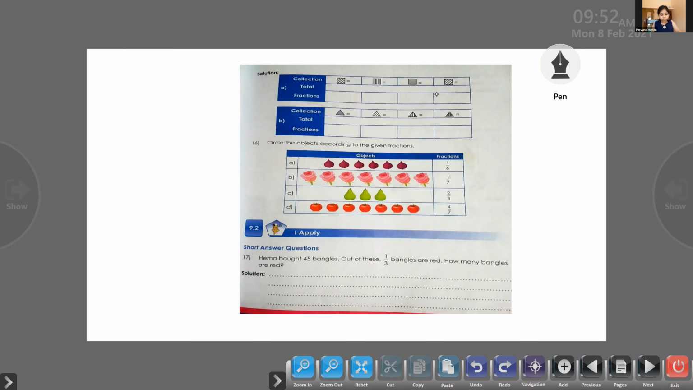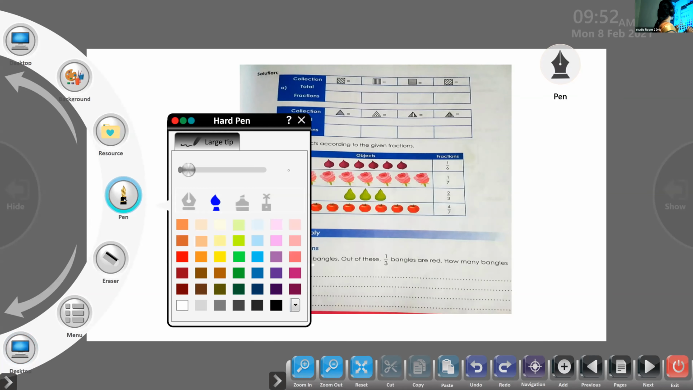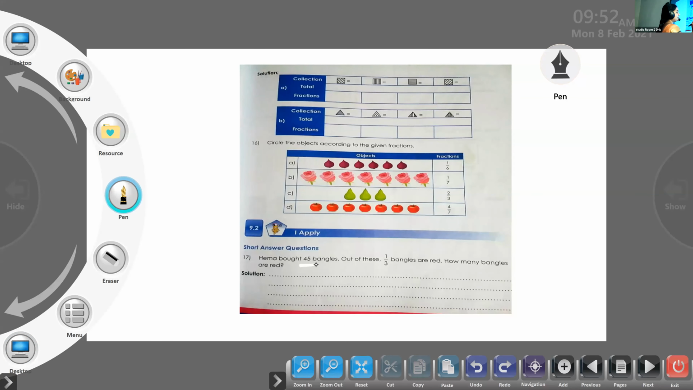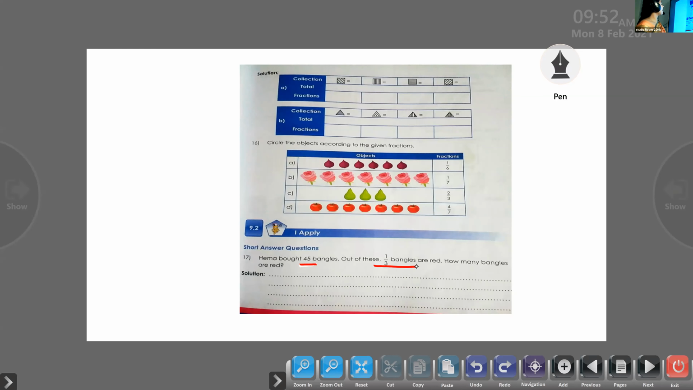Question number 17. Hema bought 45 bangles. Out of these, 1 by 3 bangles are red. How many bangles are red? Yes. Hema bought 45 bangles. So we have the number of bangles, we have 45. And in that 1 by 3 bangles are red. So that means 1 by 3 of 45 bangles are red. So how many bangles are red? So what we have to do, find out 1 by 3 of 45.